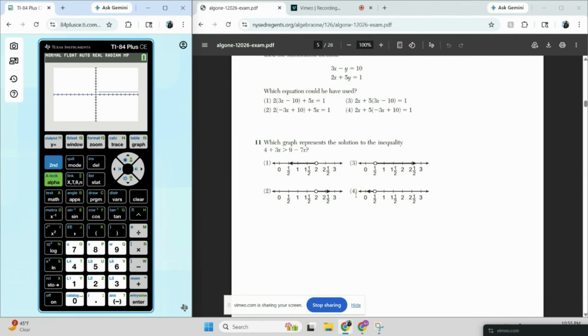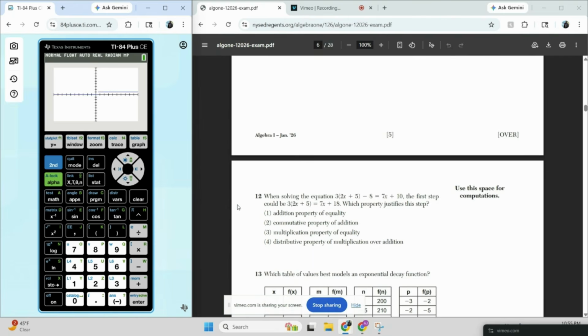I immediately cross off choice 1 and choice 4. Is my graph starting at a half or at 2? Starting at a half, my answer is choice 3. First 11 questions, 6 on the calculator.